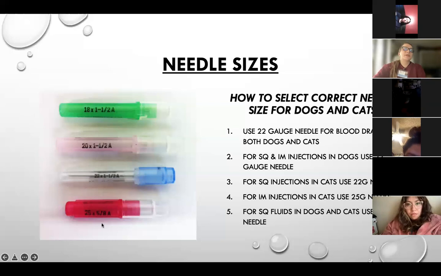You will notice that the larger the number actually means the smaller the needle. So size 25 is a very tiny needle. Size 18, although the number is smaller, the needle is significantly larger. It kind of runs the same way as piercings. So the smaller the number, the bigger the size it is. Same thing with needles.